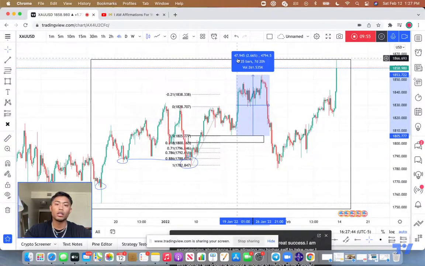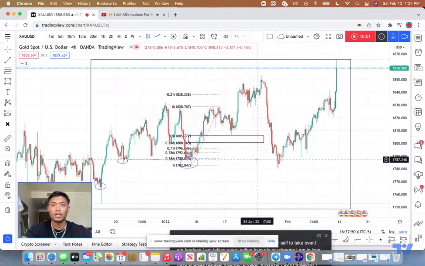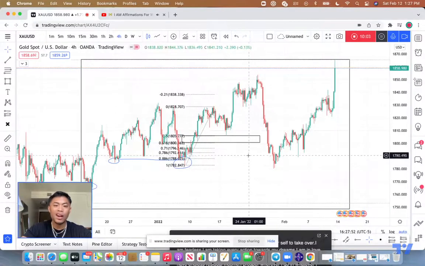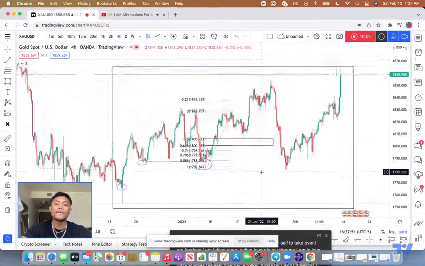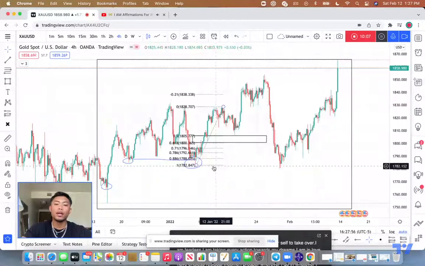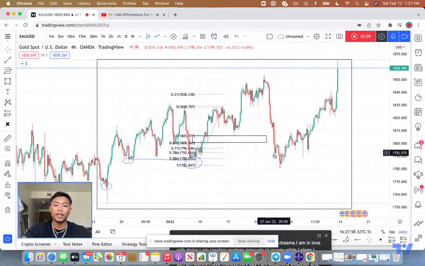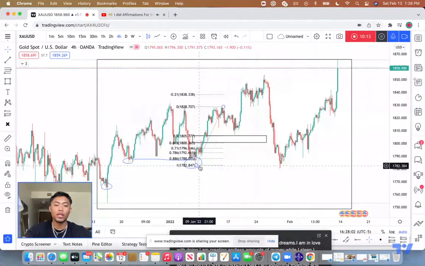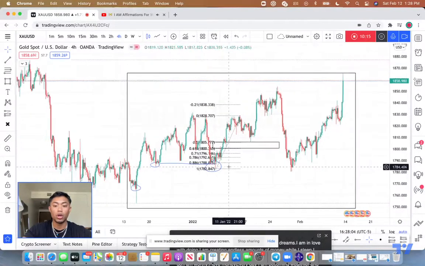You would have caught at least 47 pips, which is amazing. 47 pips is a lot of pips, especially if you just use the proper lot size, right? Now, looking at this though, as you guys can see, when it went up, it went back down to this lower side. It went back to the even, to where we started.